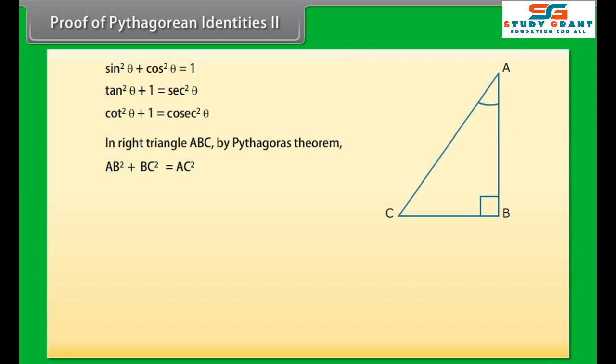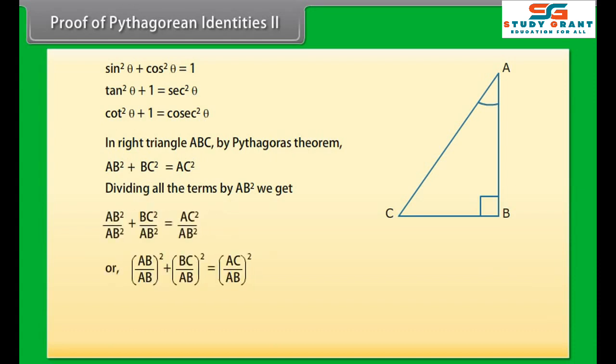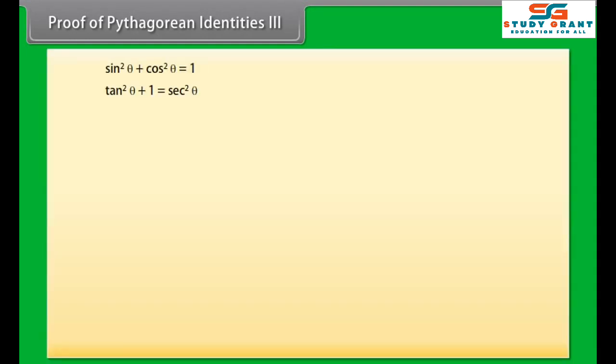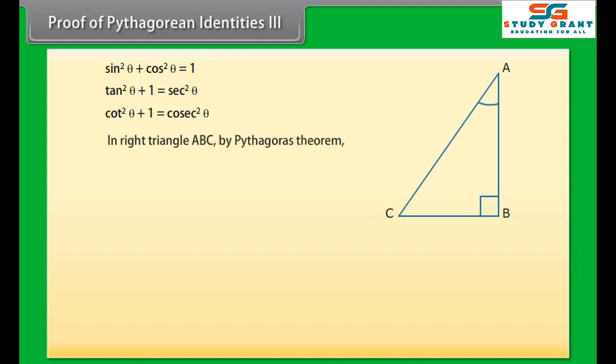Proof of Pythagorean identities 2. Similarly, we will prove these two identities. In right triangle ABC, by Pythagoras theorem, AB square plus BC square is equal to AC square. Dividing all the terms by AB square, we can write it as (AB upon AB) whole square plus (BC upon AB) whole square equal to (AC upon AB) whole square. That is, 1 plus tan square A is equal to sec square A. This is true for all A such that 0 degree is smaller than or equal to A, which is smaller than 90 degree.